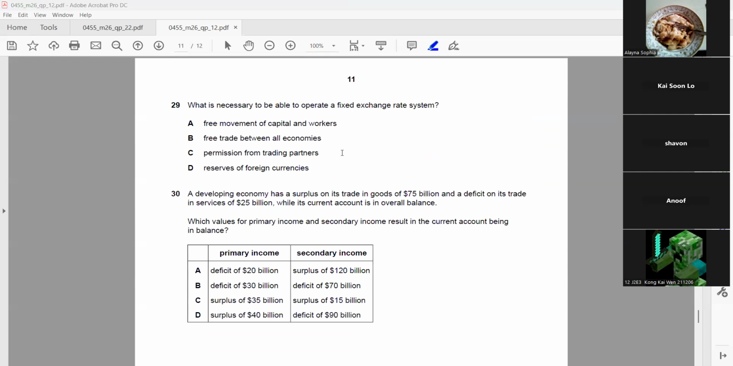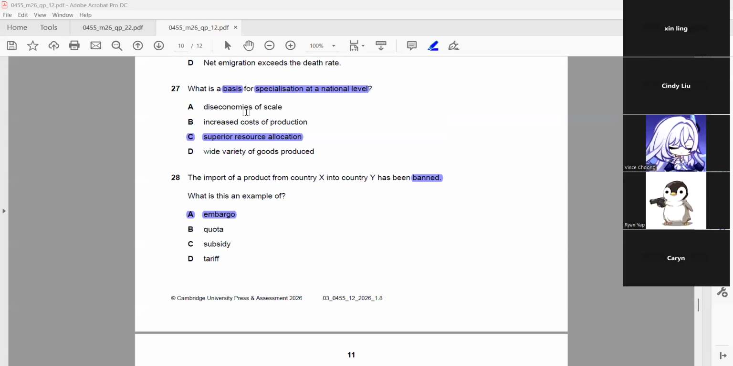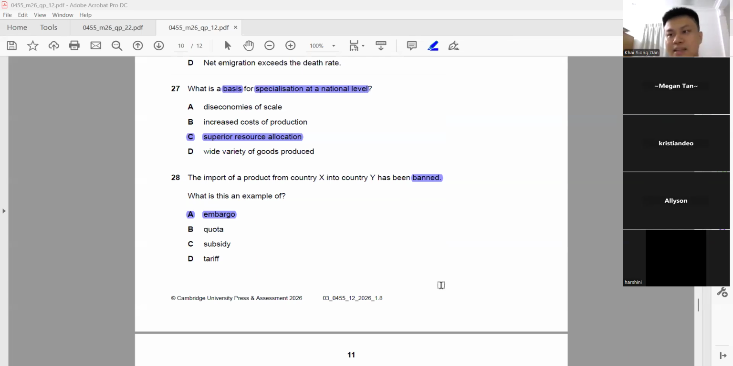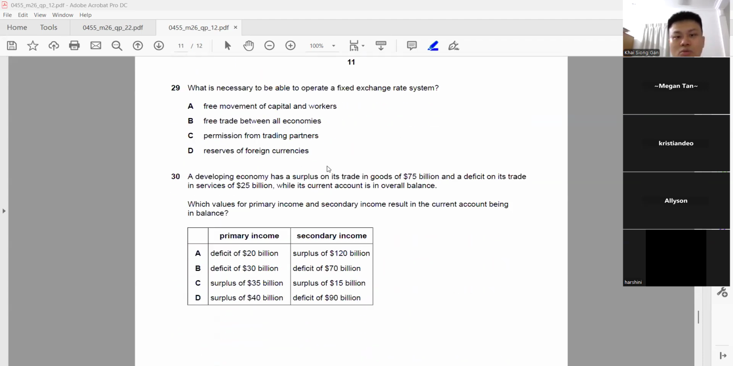No, because I saw that only one person was answering me. That's why I'm just curious. Embargo is a total ban on imports. One question from Megan: embargo means a total ban. For example, you are not allowed to import a certain item or any items from a country. For example, we cannot import from Israel, or you cannot import weapons from other countries. So it's a total ban. Next question. I was waiting for others to give me the answers, Kaisen.